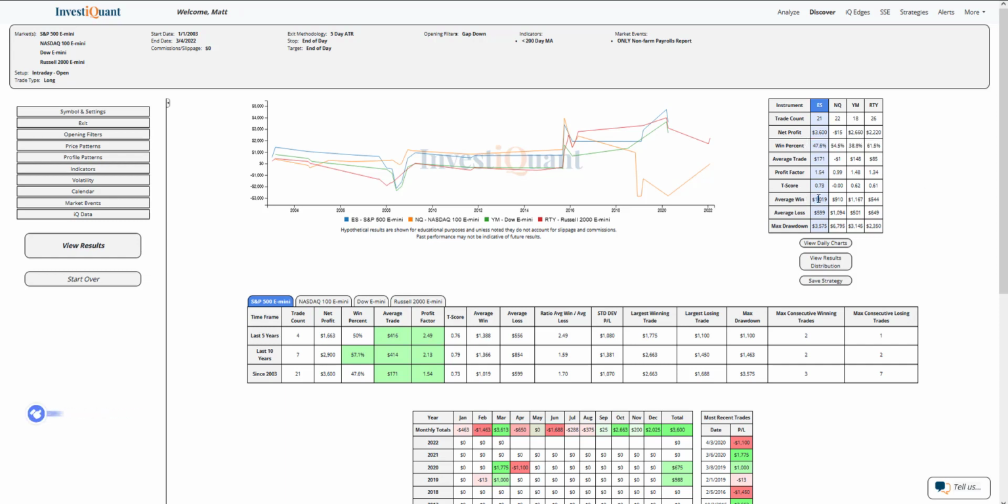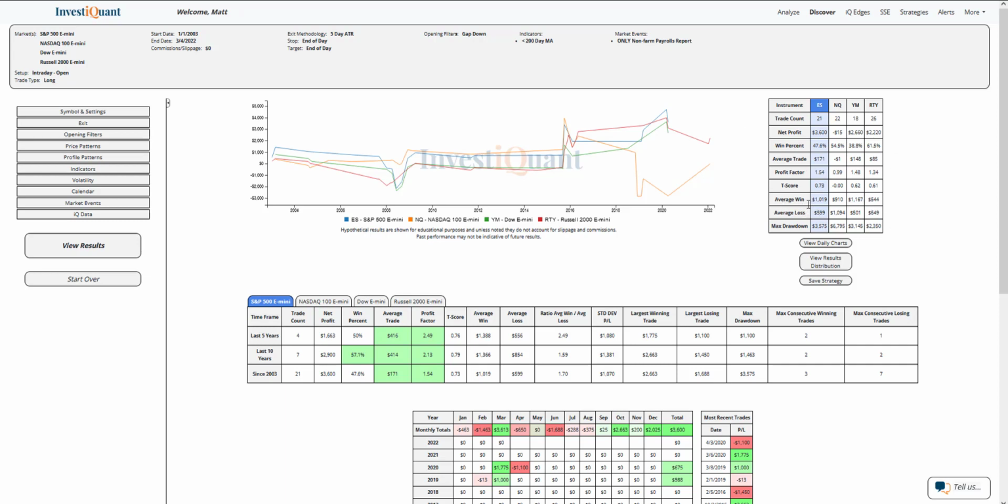When it comes to average moves, the S&P, the average win is quite a bit larger than the average loss. For the NASDAQ, the average loss is just a little bit larger. The Dow has a much larger average win, similar to that S&P, and then the Russell, the average loss is a little bit bigger. So we're kind of all over the place on this study.